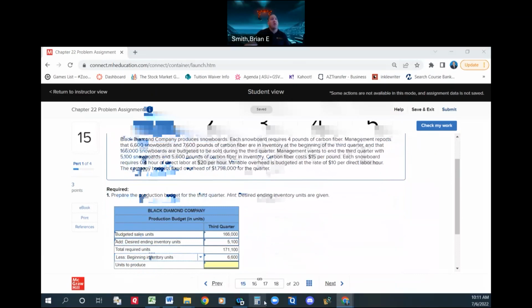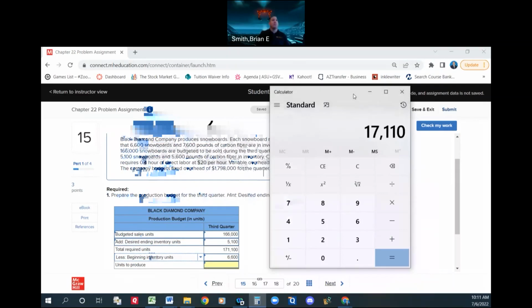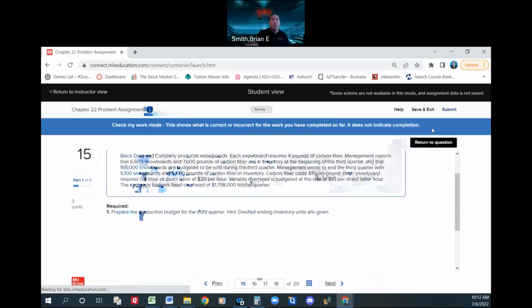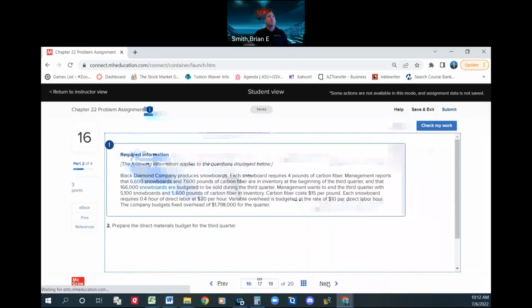I'm going to pull up my handy dandy calculator. It looks like we're not linked though. We're just doing the math here. We're taking our budgeted sales, adding what we want in ending inventory, and subtracting out what we already have. That's our total needed units. We need 164,500. Yay. That's all we're doing. Production budget in units is one of the easier budgets. It's when we get into the raw materials, direct labor, and factory overhead that it gets a little more involved. But that's what we're doing.